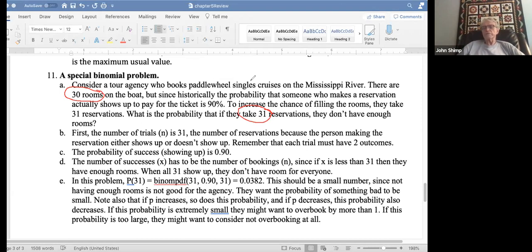The 30 rooms are always there. They don't just disappear and appear. So there aren't 2 outcomes for a room. But the outcomes for the reservation is the person who makes the reservation shows up or they don't. That's what makes the reservations, or the bookings, or whatever we want to call them, a trial. So we have 31 trials here.